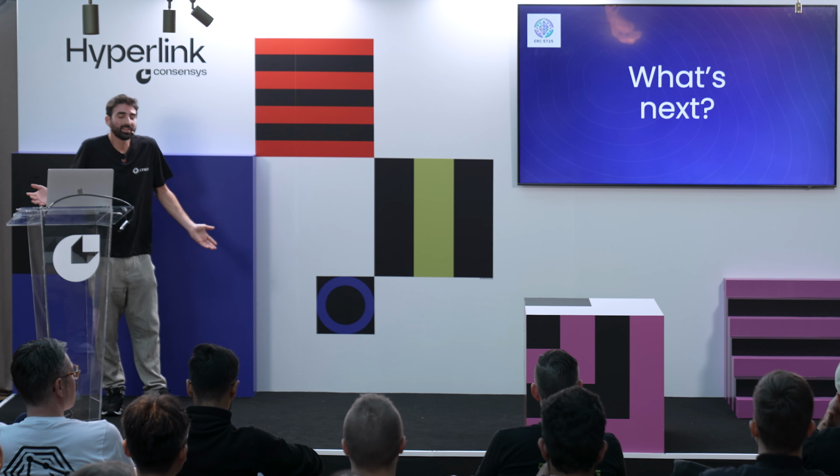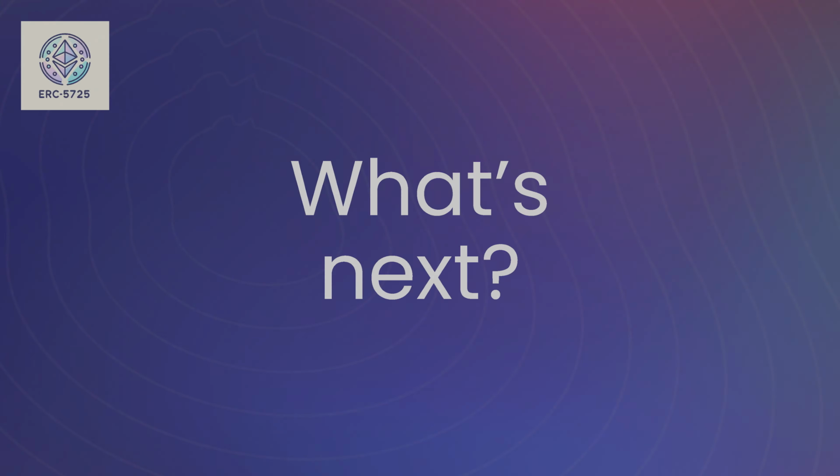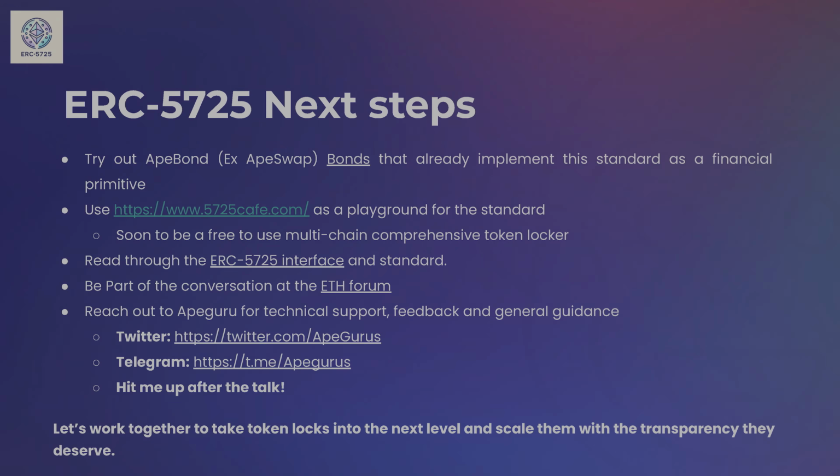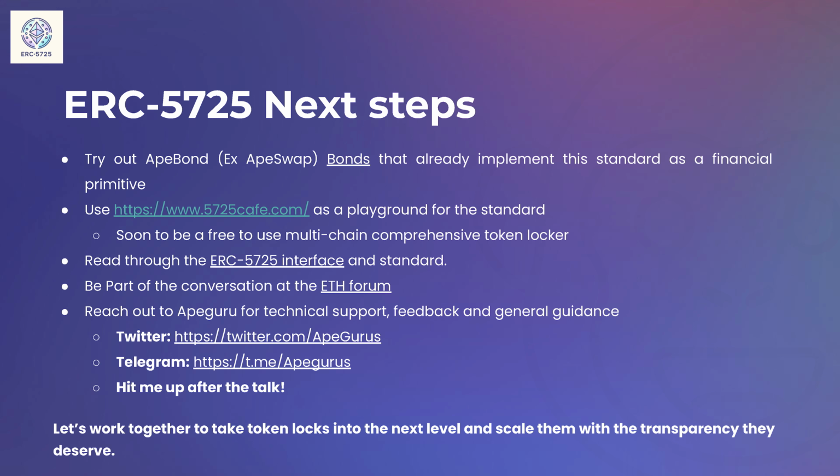So yeah, what can I do with this information? How can I learn more? Well, there are a few implementations that already exist. Apebond is one of the biggest adoption implementations that did this and created a financial primitive on top of this. Additionally, my colleagues and myself created 5725 Cafe, which is a playground. You can go there, connect with Go Early, try the different vesting curves, try the different standards, and eventually this is going to scale into a multi-chain comprehensive token locker.